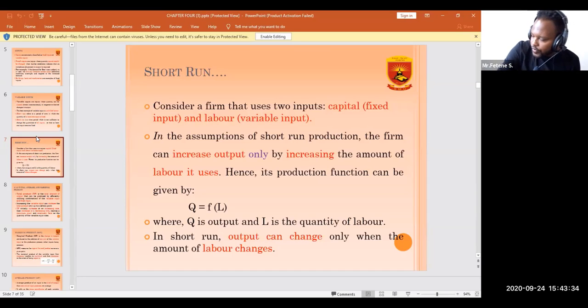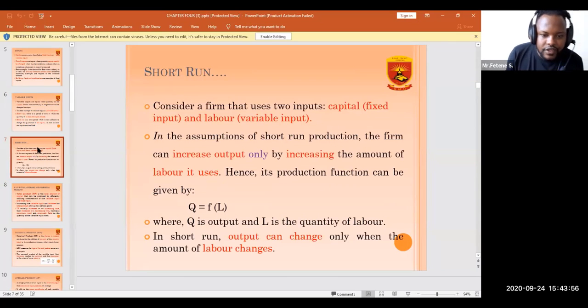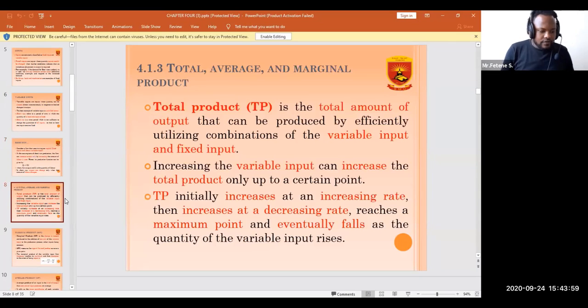Its production function can be given by Q equals f(L), the output of the firm as a function of labor, where Q is output and L is the quantity of labor. So in the short run, output can be changed only when the amount of labor changes. If the amount of labor changes, the output will change. So that is what the short run means.